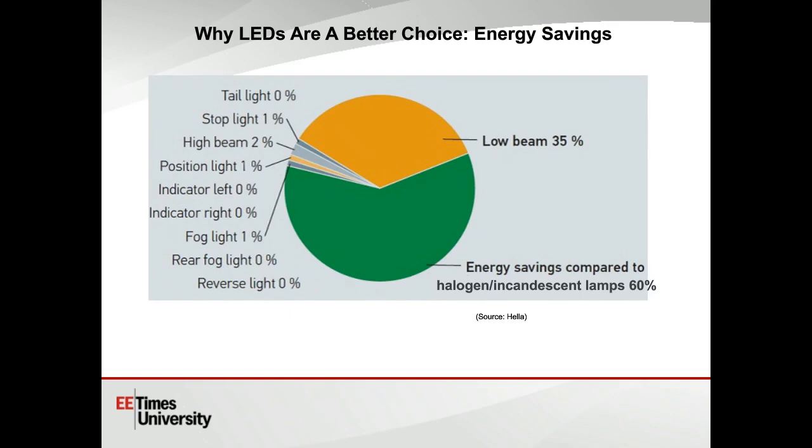The next thing is energy savings. You can see here, this is a comparison of the energy savings from LEDs compared to a mixture of halogen and incandescent lamps. You see here the energy savings are up to 60%, and the rest of this diagram indicates where the savings are to be found.